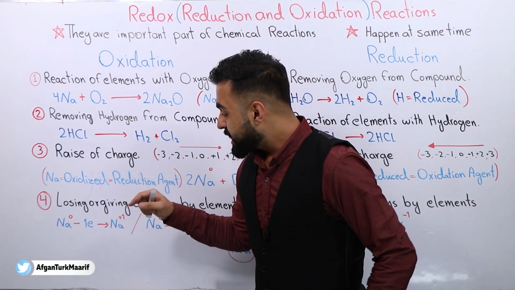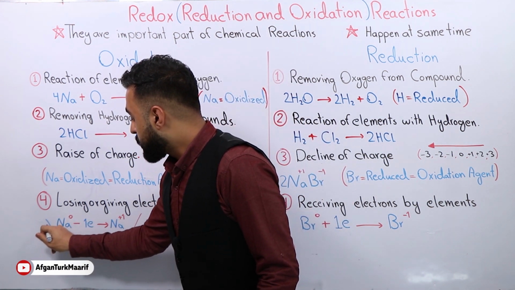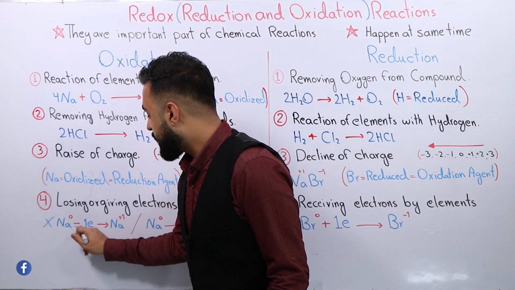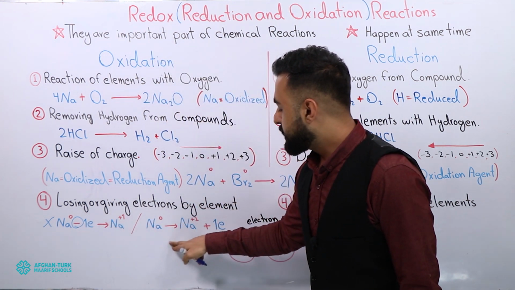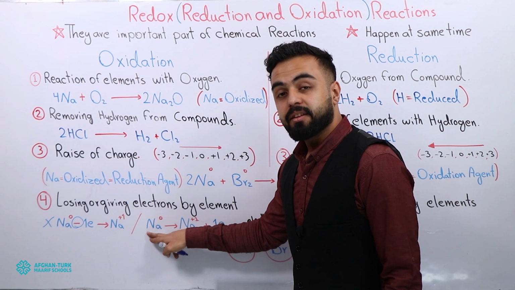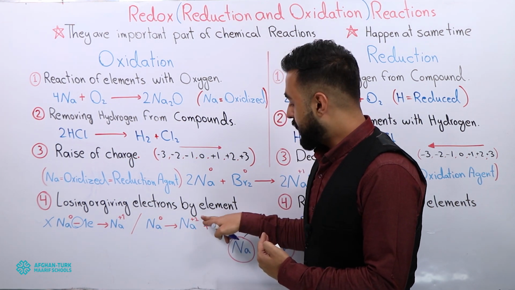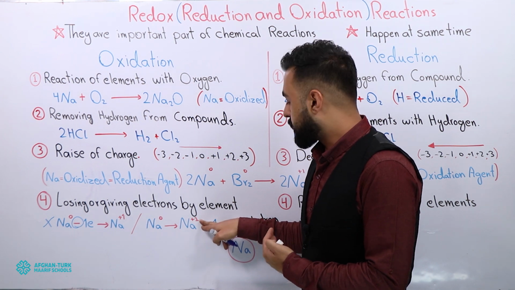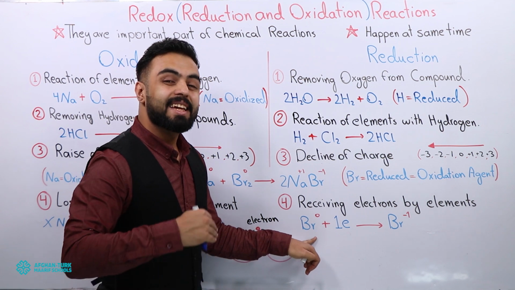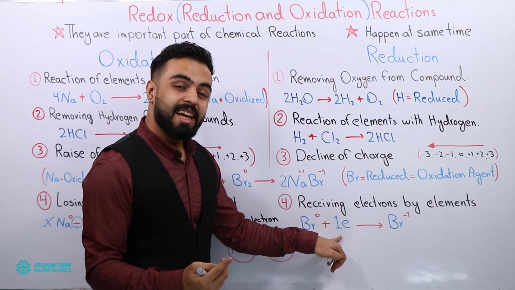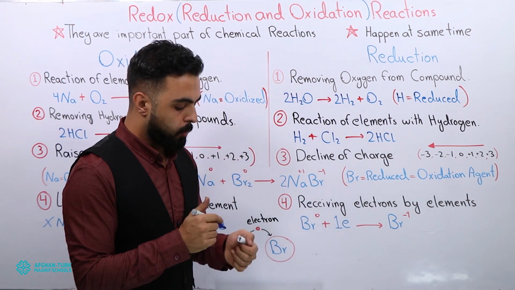But actually in chemistry we cannot write it like this. We don't have negative sign actually in equations. So that's why we can write it like this. Sodium at first it is 0 and then it loses 1 electron and it becomes positive 1. On the other side, bromine, it is 0 and it receives 1 electron and it becomes -1.